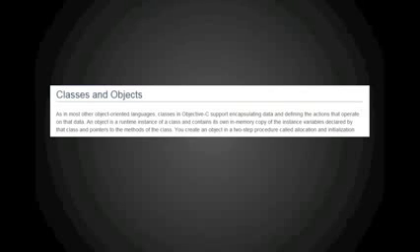Discussing classes and objects, this is how Apple describes classes and objects. As in most other object-oriented languages, classes in Objective-C support encapsulating data and defining the actions that operate on that data. An object is a runtime instance of a class and contains its own in-memory copy of the instance variables declared by the class and the pointers to the methods of the class. You create an object in a two-step procedure called allocation and initialization.